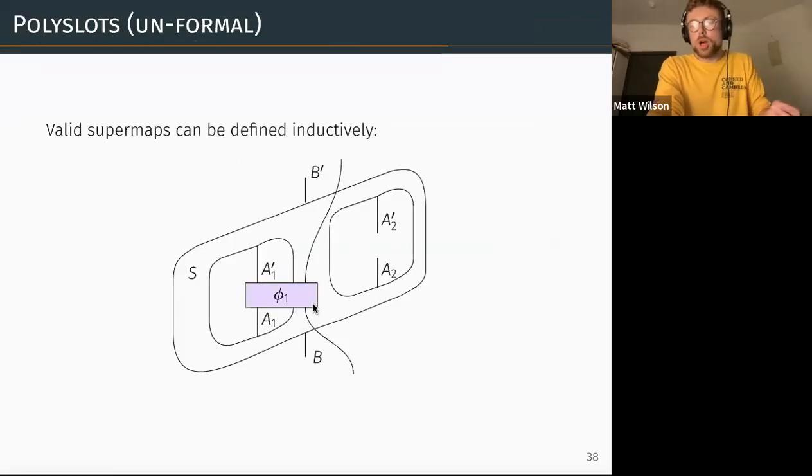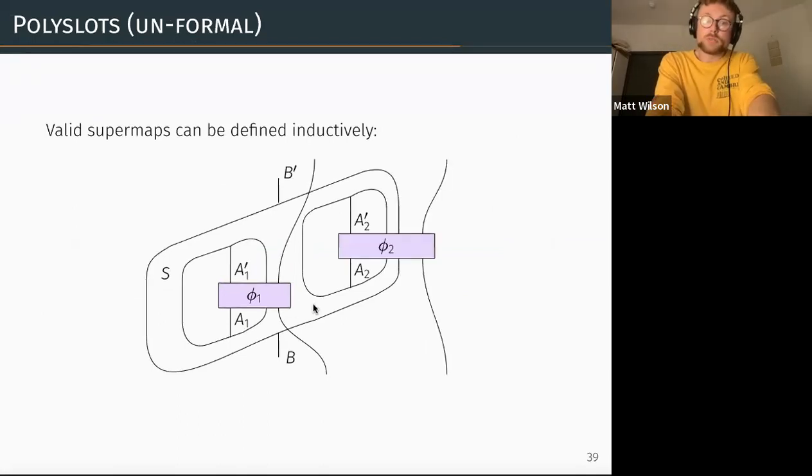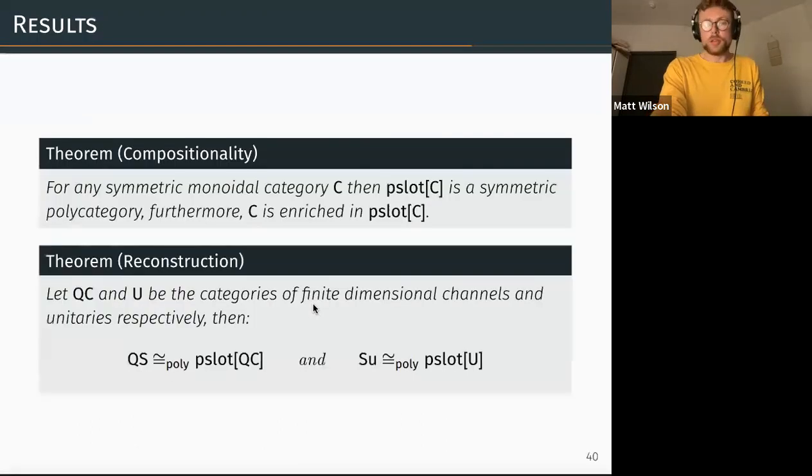So first of all, there's the multi-input setting to deal with, which you can just get from the slot definition inductively by saying a multi-input supermap is like the kind of thing that when you fit in one of the holes, what remains is still a valid supermap. So you can do things inductively to define what we call polyslots, so many-input slots. And then the great news is this satisfies our goals.